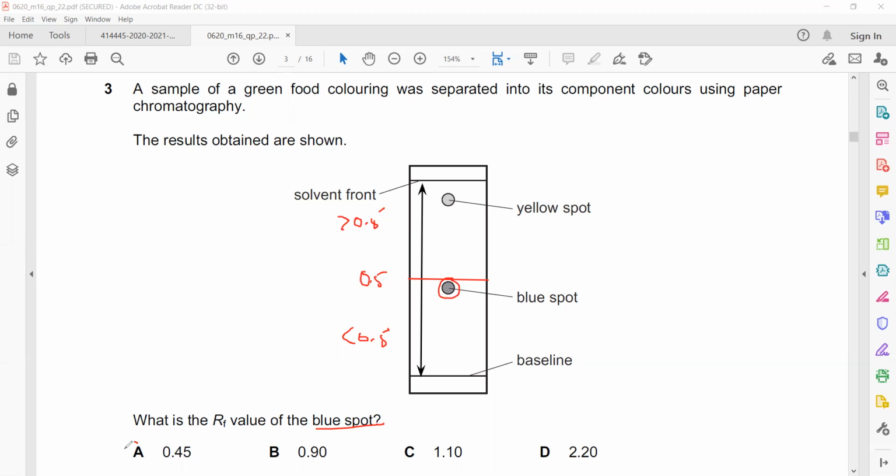So it is A. If the blue spot was somewhere here, then it would be 0.9. If it is exactly at the center, then 0.5. So you can use a ruler to measure this, or it can be done without measurement. Just use your understanding of how much distance the spot moved compared to the solvent front. For example, if the blue spot was at this point, then B would be the answer. But right now in the question, the blue spot is less than halfway of the distance moved by the solvent front. That's why A is the correct answer.